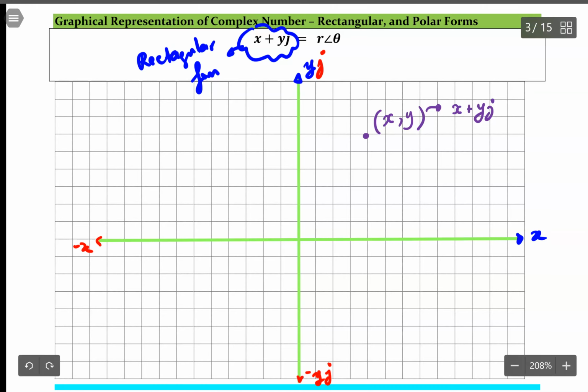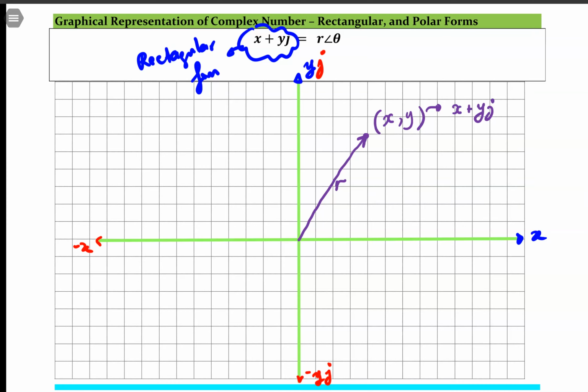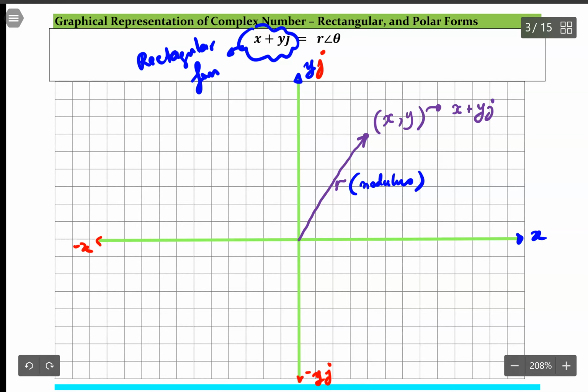Okay, so let's draw this complex number in polar form. From this point, I will connect this with my origin. Put a vector symbol to this. This is called the r, which is the modulus. So I will identify this here for everyone. This one is a modulus. And if I identify the angle theta, I will pull it up like this.